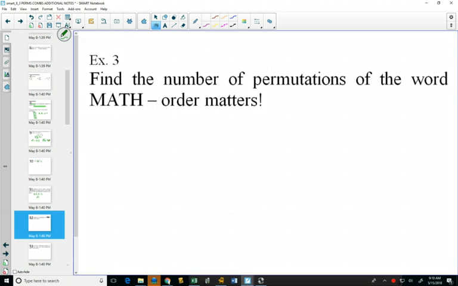Find the number of permutations of MATH. Well, that you could just do 4 factorial because there's 4 letters and they're all different. 4 factorial.